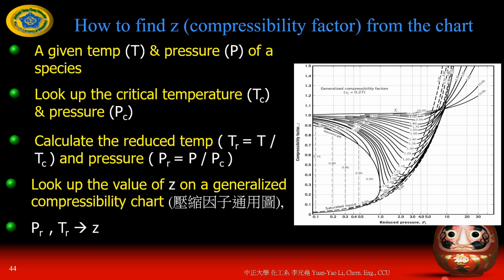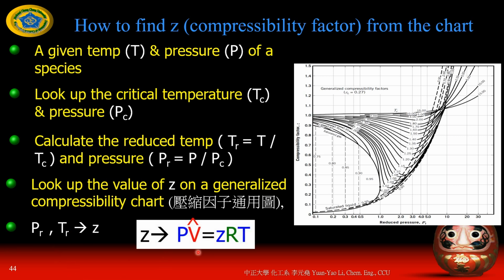Once you have PR and TR, you can get the answer of Z, and then using Z here. From Z, you have P and T, P is this one, T is this one, and R is a constant, so you can find out V over carat here. Let's practice more, and I'm sure you can. It's not difficult at all if you practice more. So you obtain the volume V here.